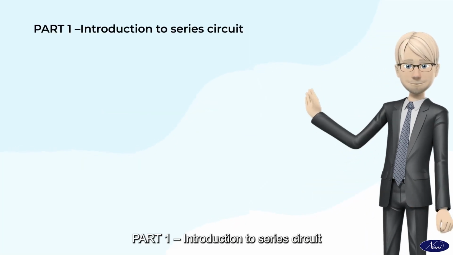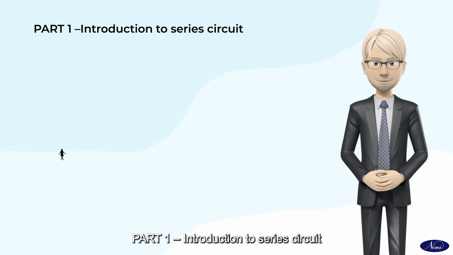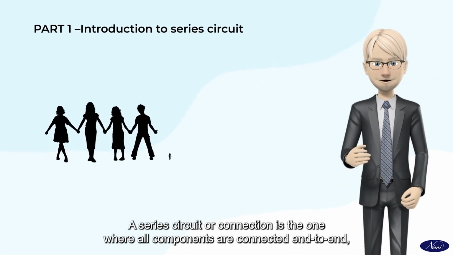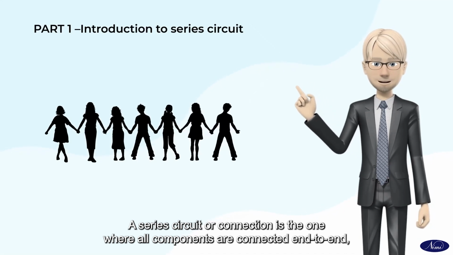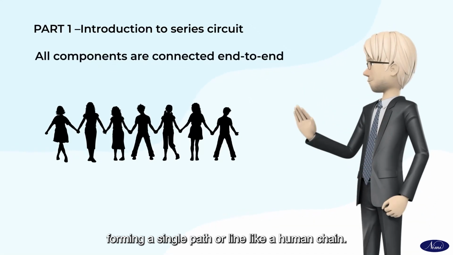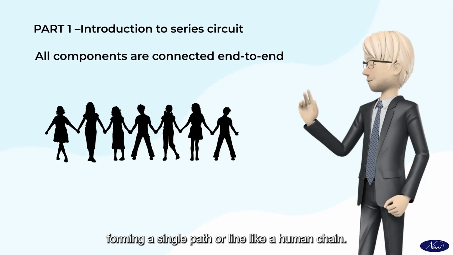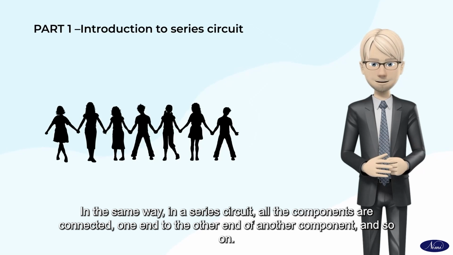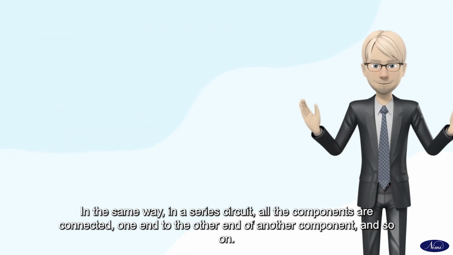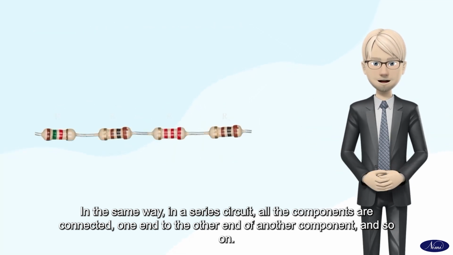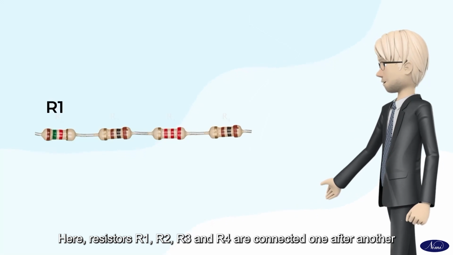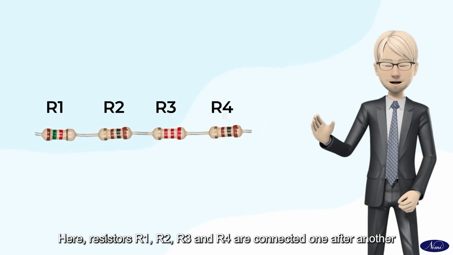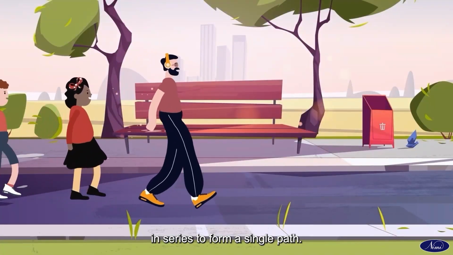Part 1. Introduction to series circuit. First, let's discuss series connection. A series circuit or connection is one where all components are connected end to end, forming a single path or line like a human chain. In the same way, in a series circuit, all the components are connected, one end to the other end of another component, and so on. Here, resistors R1, R2, R3, and R4 are connected one after another in series to form a single path.